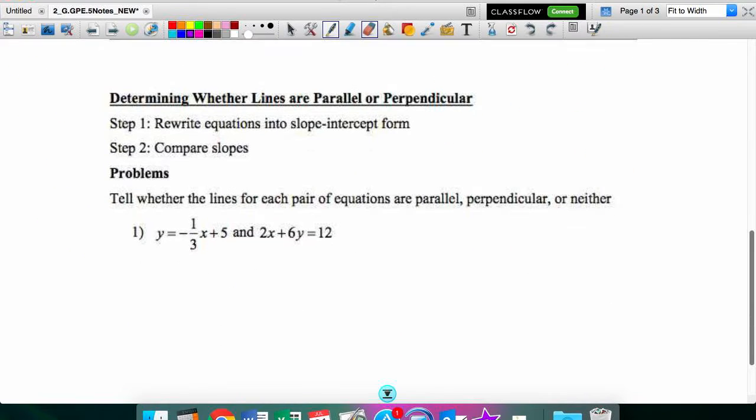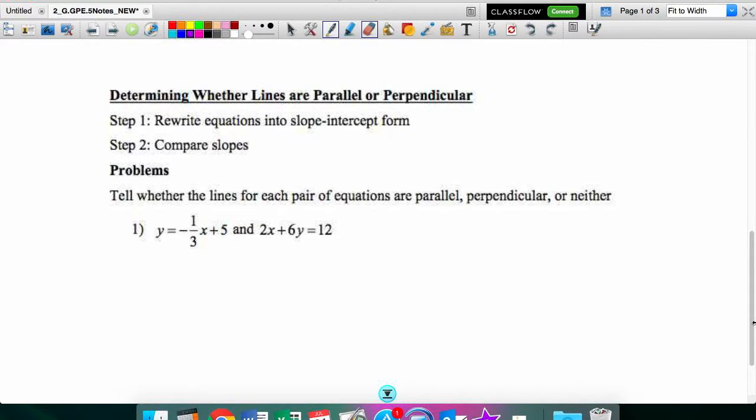So let's take a look at some problems. First off, determining whether lines are parallel or perpendicular. Step 1 is to rewrite the equations into slope-intercept form. Slope-intercept form, in case you don't recall from Algebra 1, is your y equals mx plus b form. It's the most popular form of an equation.